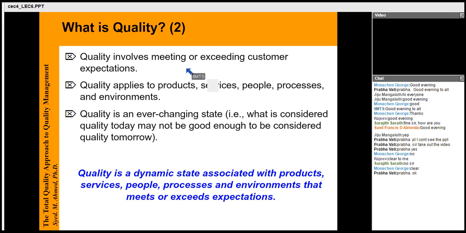Then quality involves meeting or exceeding customer expectations. Quality applies to products, services, people, processes, and environments. Quality is an ever-changing state. That is, what is considered quality today may not be good enough to be considered quality tomorrow. So quality is something which is flexible, which is not frozen, which is dynamic in nature, which keeps on changing as per the time requirement. So quality is a dynamic state associated with products, services, people, process and environment that meets or exceeds expectations. Okay, clear to all?